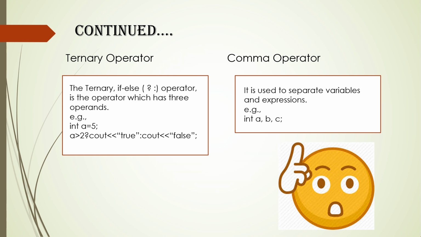It is represented by question mark and colon. These operators are used with three operands. Now let us understand how this operator is used. See, suppose we have declared a variable that is int a equal to 5.